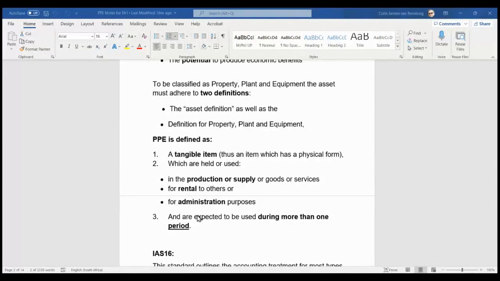supply a service. If you're only using, thank you for those suggestions, yes, the storage space, that is part of rental to others. Lucanio, if you are renting out storage space, then it falls under the second one. So you're in other words renting out a storage unit or storage space to someone.